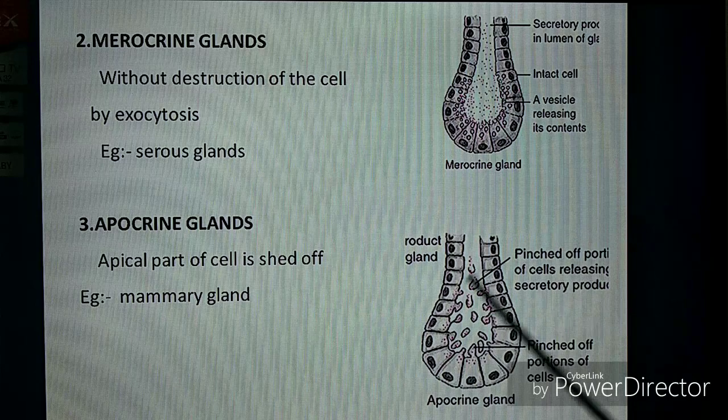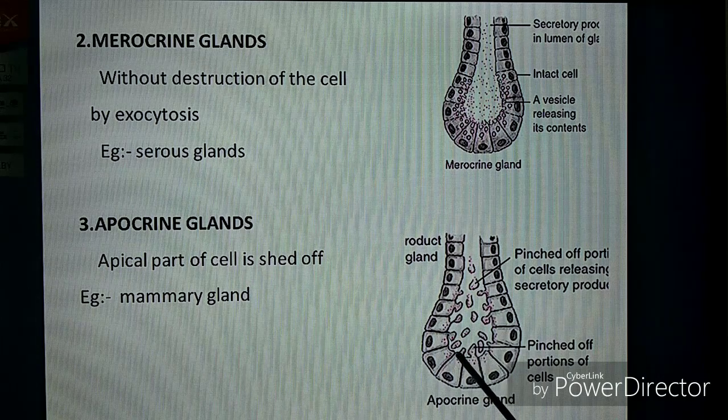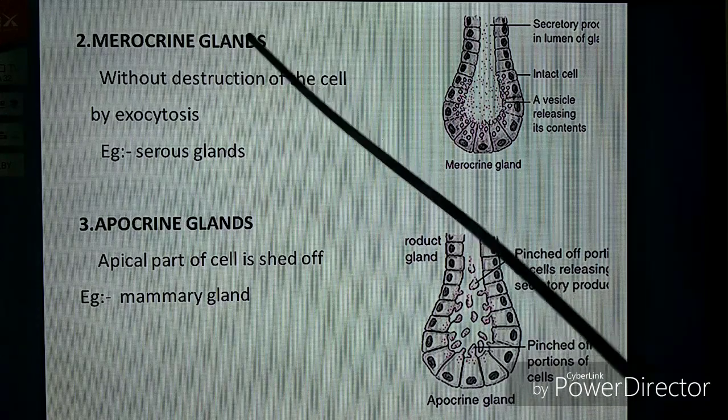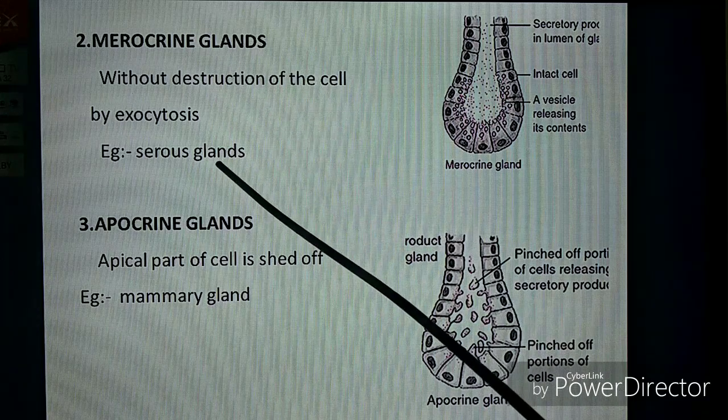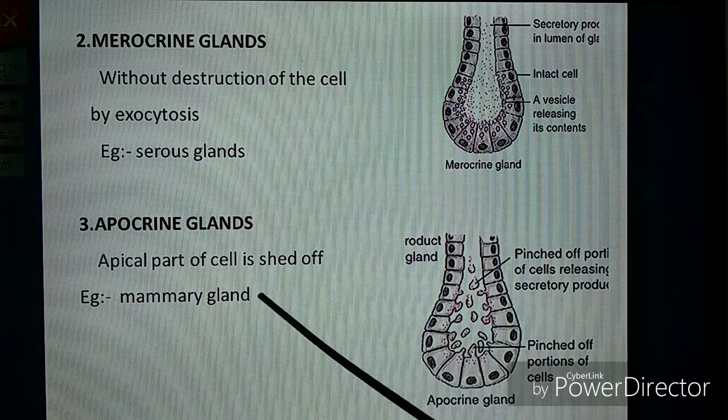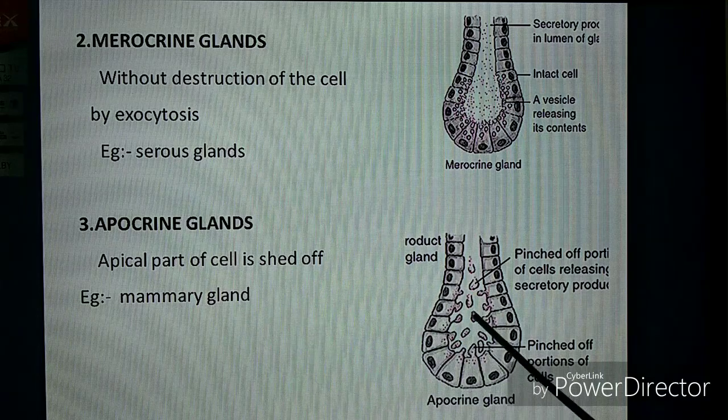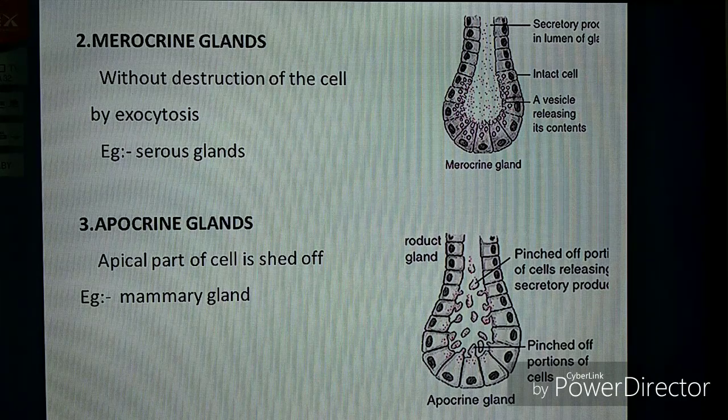The third one, apocrine glands. In the apocrine glands, only the apex portion of the cells is disintegrated so that the contents come out. The entire cells may not be destroyed. The example for merocrine gland is the serous salivary gland. The example for the apocrine gland is the mammary gland. Only the apex portion will be destroyed so that the contents liberate their secretion. The mammary gland is the example.